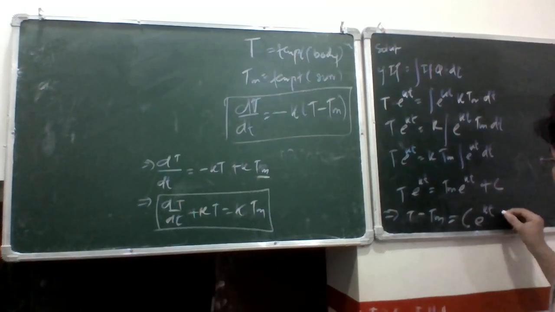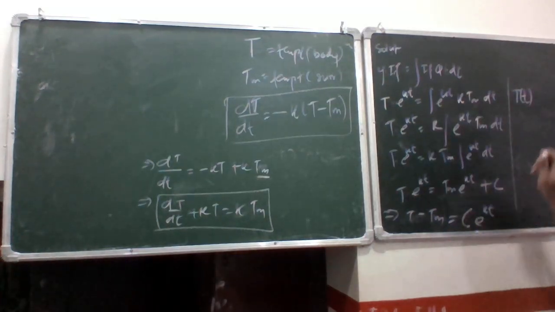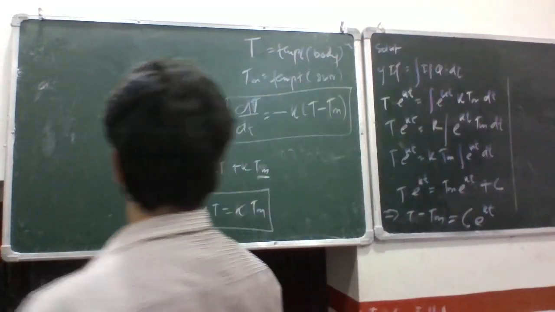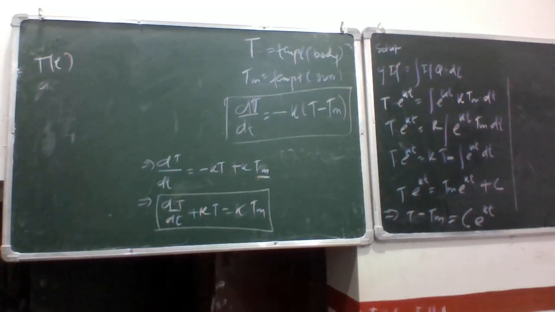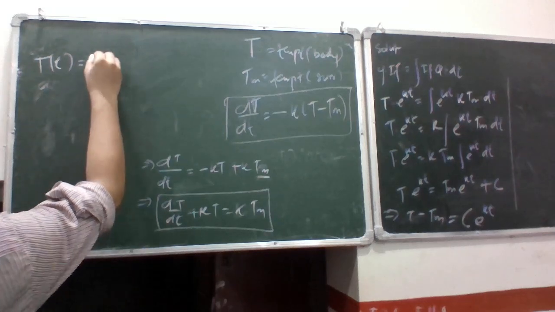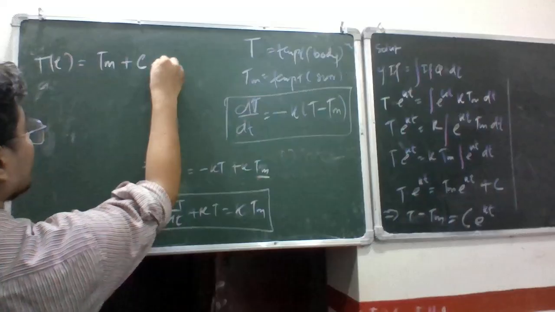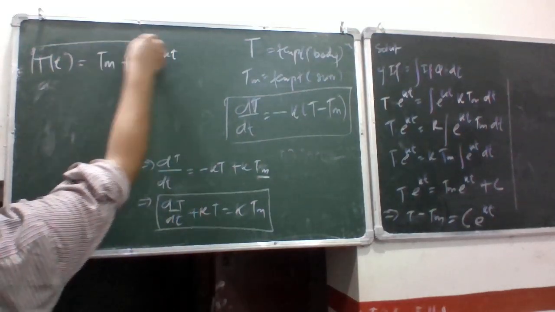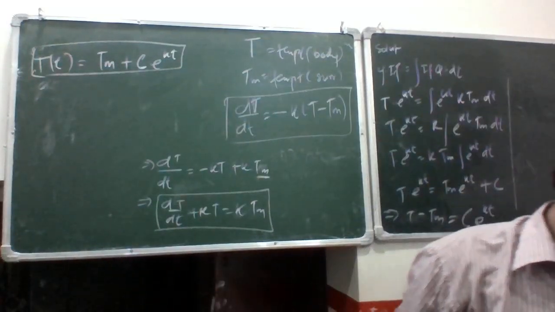Or we can say the temperature of the body at any instant of time t. I think it is not visible here. Up to now this is visible, right? Okay, then the temperature at any instant of time t is given by Tm, which is the surrounding temperature, plus c e^(kt). This is the solution.